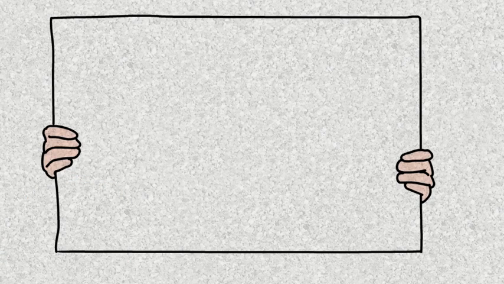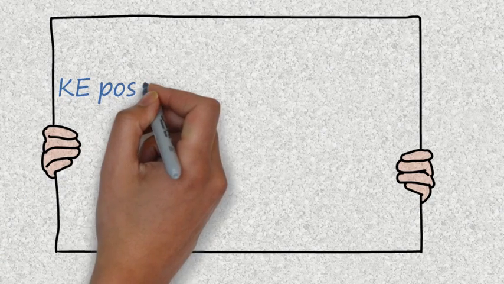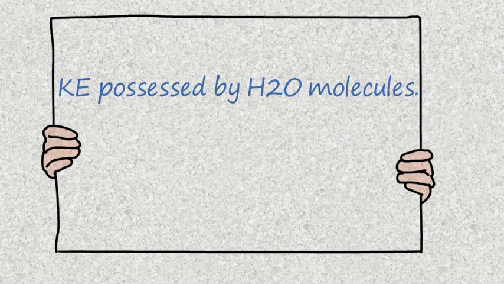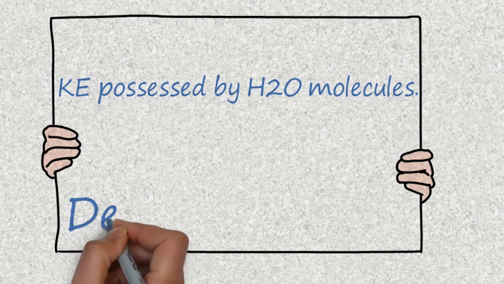Let's kick it off. Water potential by definition is the kinetic energy possessed by the water molecules with the help of which they are all the time in random motion, colliding with the walls of the container. So technically it's just the kinetic energy present in the water molecules.